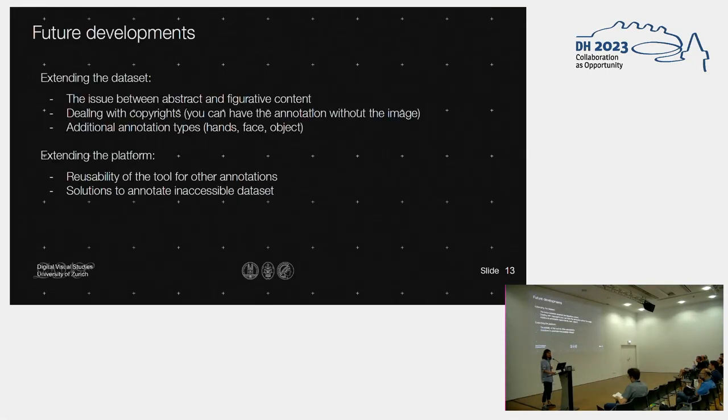And for the future developments of the platform, there is the idea, of course, to extend the data set, maybe add more abstract content and really dive into this issue of what is a body in art historical terms. Of course, there is the issue with the copyrights of these images, so this is always a big struggle. And with that, the possibility to add other types of annotation, and then the possibility to extend the platform.